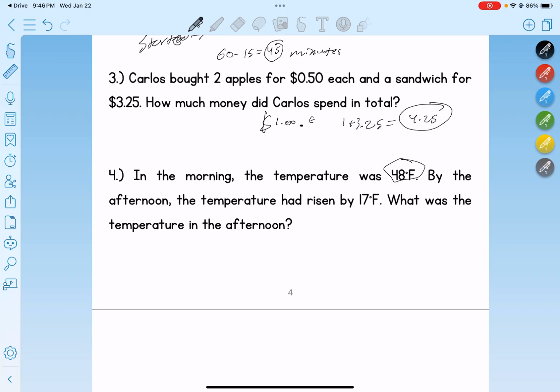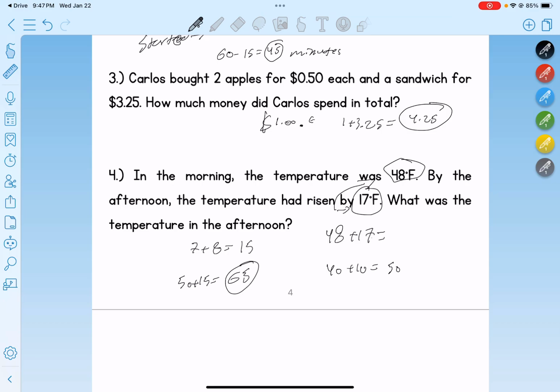In the morning, the temperature was 48 Fahrenheit, which is really cold because the average temperature is around 70. By the afternoon, the temperature has risen by 17. What was the temperature in the afternoon? Since it has risen by 17, we want to do 48 plus 17, because we know how much it increased by and what it initially was. This calculation is kind of hard, so we'll distribute it: 40 plus 10 is 50, and 7 plus 8 is 15. So now we have 50 plus 15, which is 65.